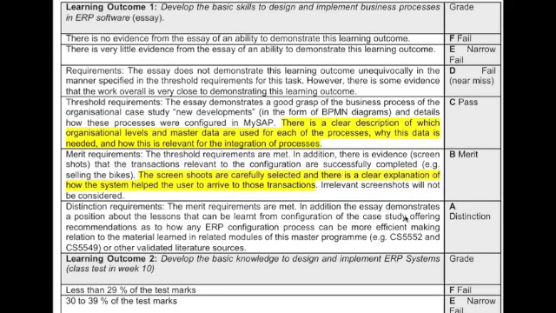And finally, if you have a B and you don't have an A, it's very likely because you didn't achieve the distinction requirements. And distinction requirements, one of the big mistakes that you did is that you didn't read carefully this bit. So you can see here what I'm asking you is the A should demonstrate a position about the lessons that can be learned from configuration of the case study, offering recommendations on how any ERP configuration process can be more efficient.